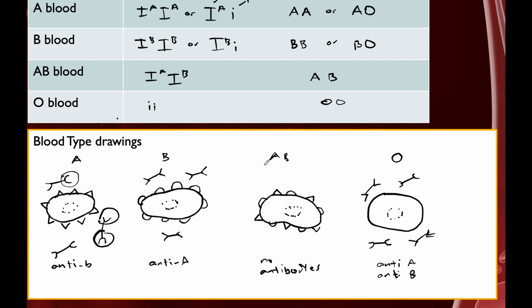Now, if you have AB blood, you don't have any antibodies that go against A blood or B blood. So in this case, you just have those surface molecules that we called antigens. And then over here, if you have O blood, you have not only anti-A, but anti-B. So if someone was to put A red blood cells or B red blood cells in your body, you would clump up both of them.